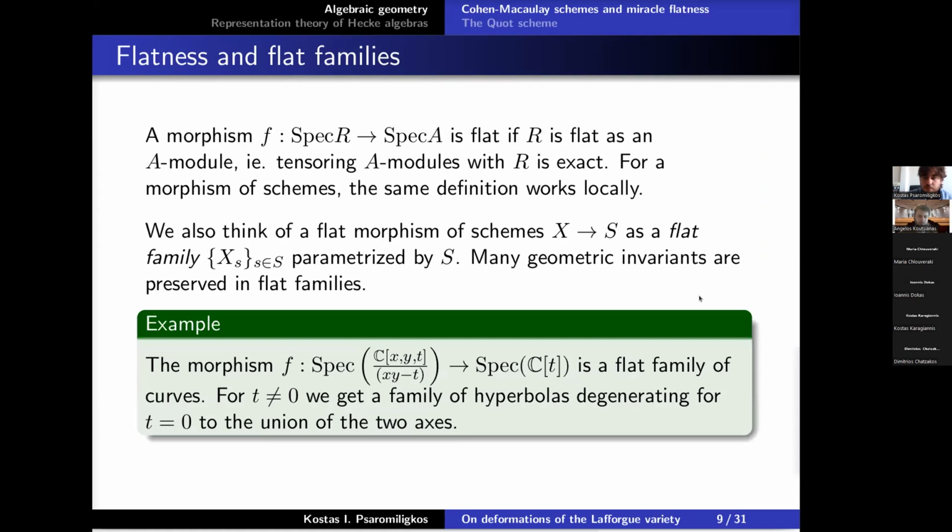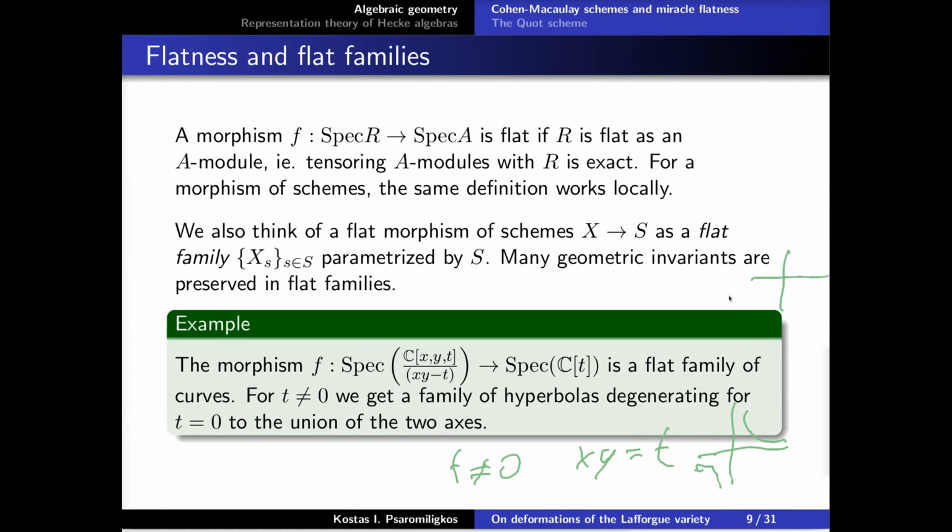So, as an example, consider this morphism denoted here. I claim this is a flat family of curves. Why? Because I can look at the fiber above a point that's not zero. What I will get is the scheme xy equals t, and t is non-zero, so what I get are some hyperbolas. And this hyperbola varies with t. The smaller we make t, the closer we will get to the two axes.